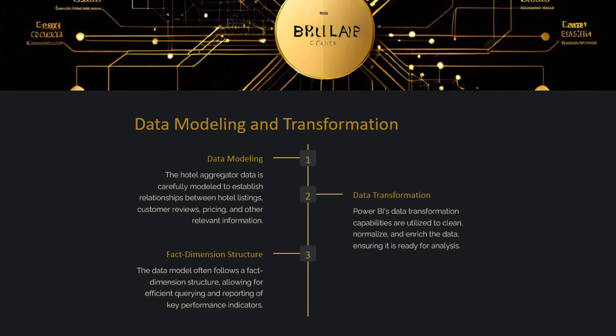Data modeling and transformation. For the data modeling, I carefully established the relationships between hotel listings, customer reviews, pricing, and other relevant information. In the data transformation, I used Power BI to clean, normalize, and enrich the data. There are a lot of options to transform our data through the Power BI app and fact dimension structure. It allows efficient querying, reporting, and key performance indicators. But here I am not using any key performance indicators. I have used data modeling and data transformations.